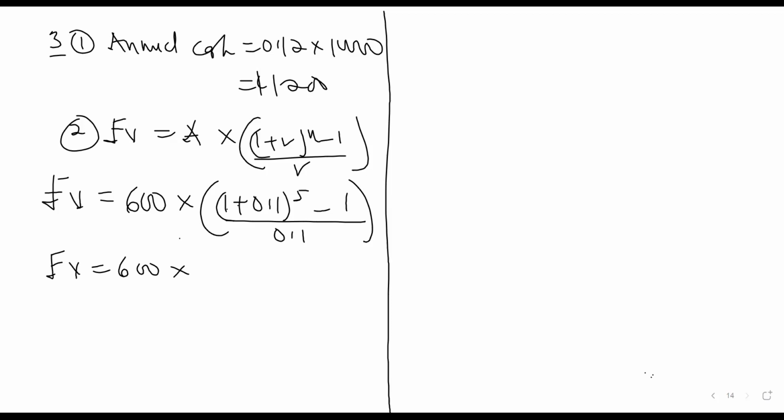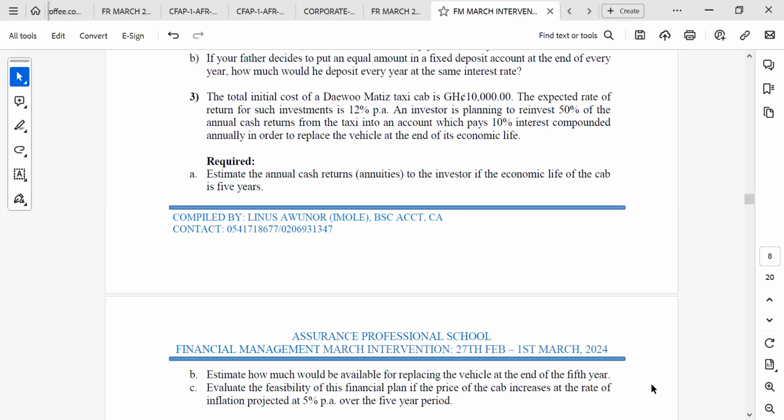So let me now look for 6.105. 6.105. So 600 times 6.105. So we're having 3663. Amina, come. So that is the amount that you'll be having.